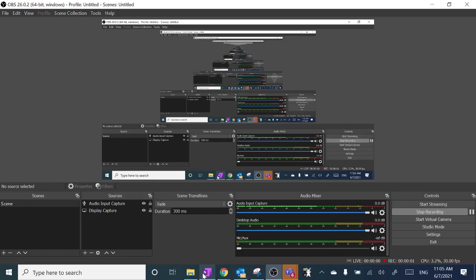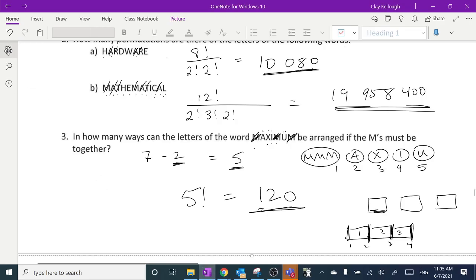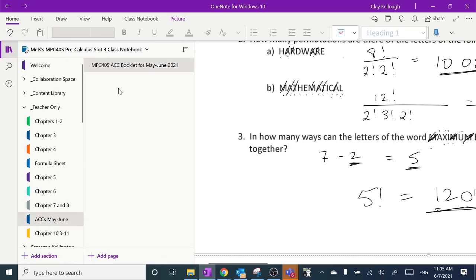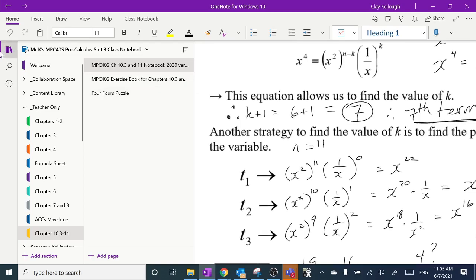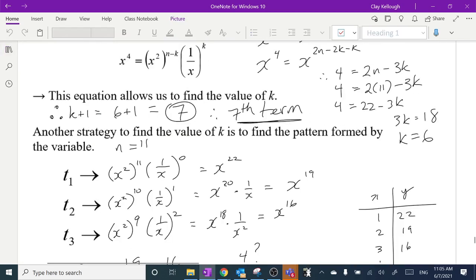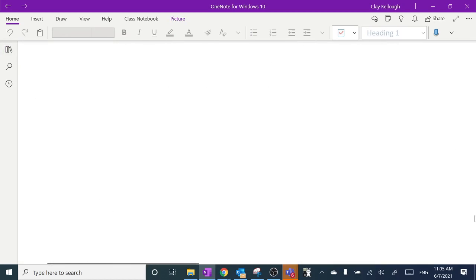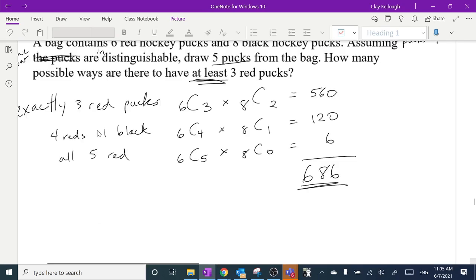All right, our last lesson of the course is in chapters 10.3 to 11's booklet, and we're going back for 10.3. So go back to the beginning of the booklet, before you knew anything about permutations and combinations and stuff.